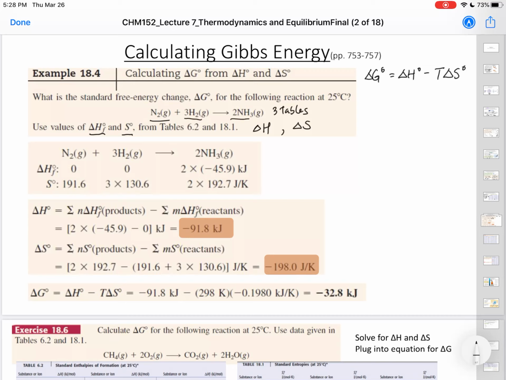So really, how do you calculate it? If you're given an equation like nitrogen reacting with hydrogen gives you NH3 or ammonia, what you normally should do is you should find these values and write them down underneath. So if you're looking at the table, you're going to go 0, 0, minus 49.5. These are from the table.